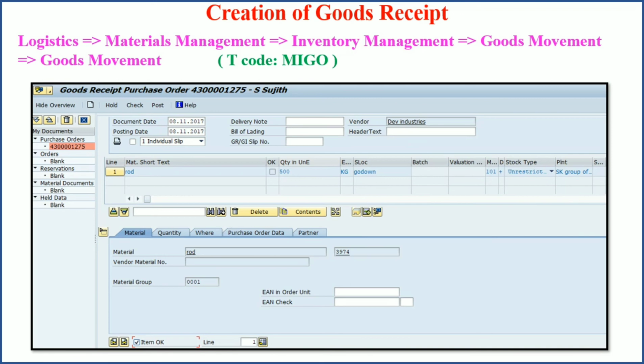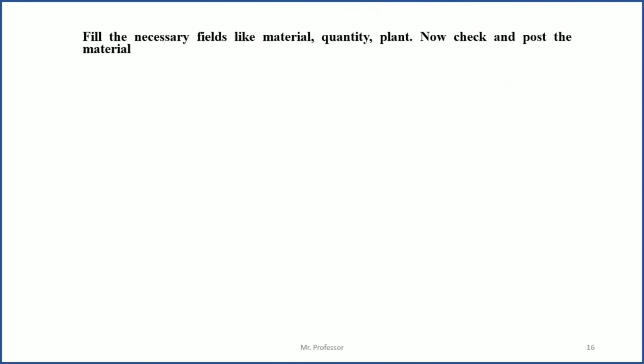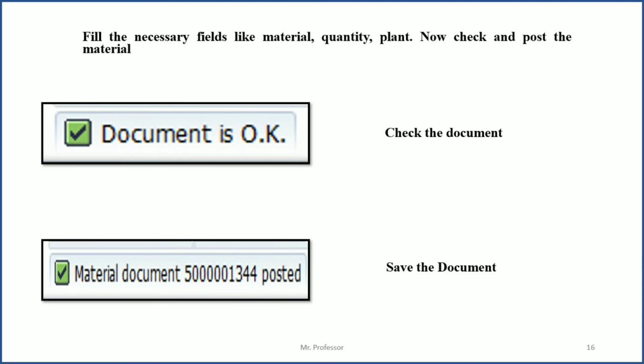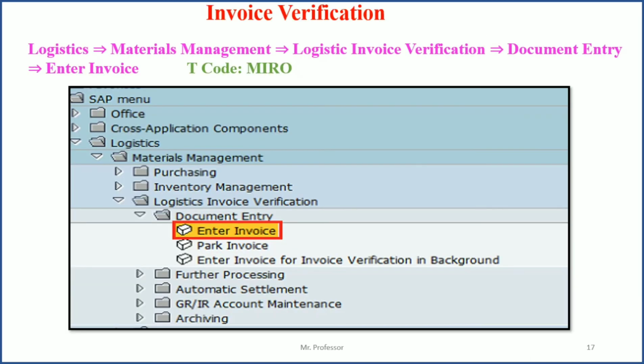Here is the path. Go to Logistics, select Materials Management, then select Inventory Management, there select Goods Movement, finally select Goods Movement MIGO. Or we can use T-code MIGO. Fill in all details such as movement type 101 for goods receipt, name of the material, quantity received, details of storage location and the plant where the material will be placed. Click on Save.